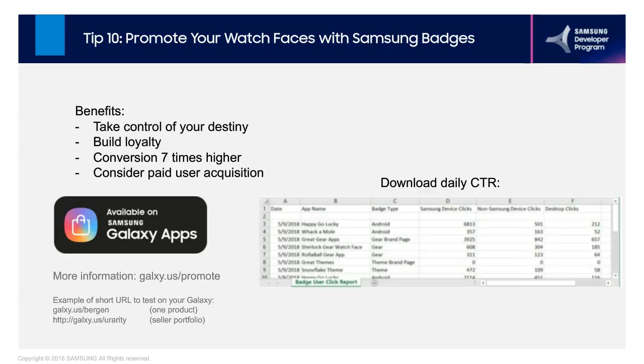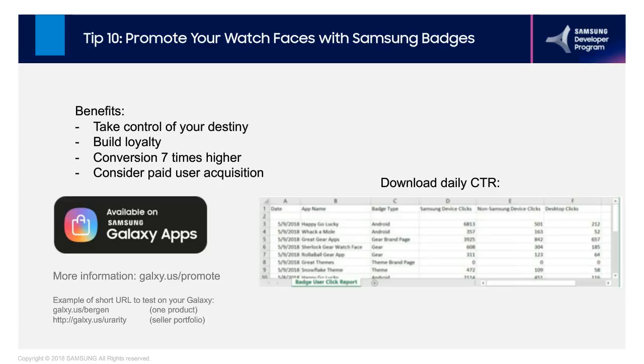It is possible to create two different types of short URLs. One is to one product and one to the seller portfolio. And on this slide, at the bottom of the page, you'll find two URLs that you can punch in on your Samsung phone to see the different experience, if this is something that you have not yet used. Also on our program pages, on my dashboard, you can download the daily click-through rate, and you can get an idea of how many clicked the link on a Samsung device and on the desktop. But we'll see that 90%+ of the users are clicking on the link on Samsung devices.